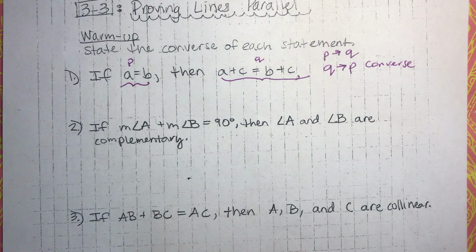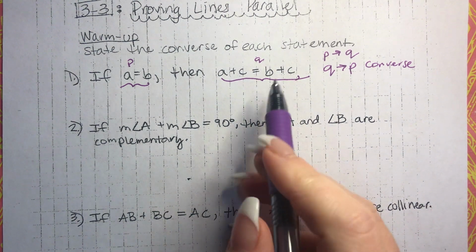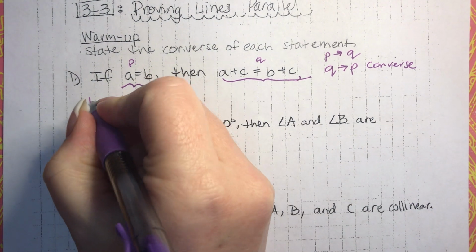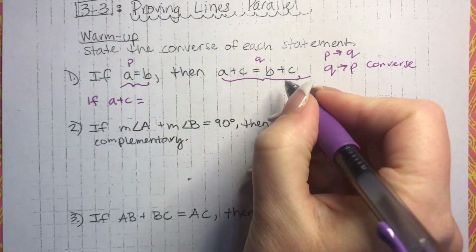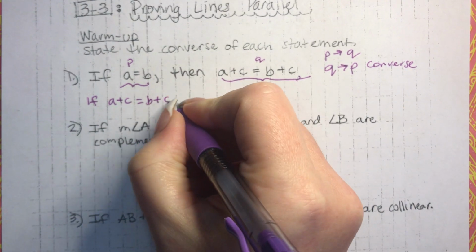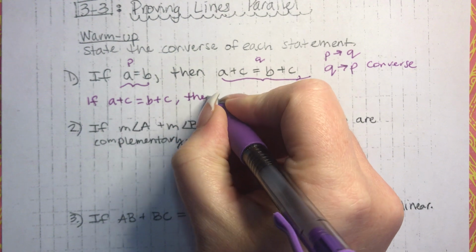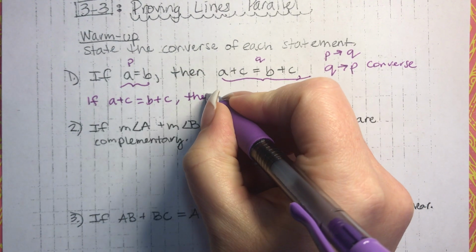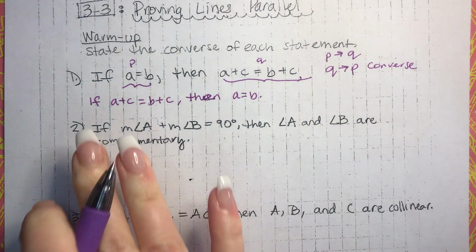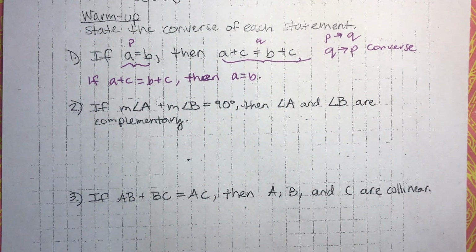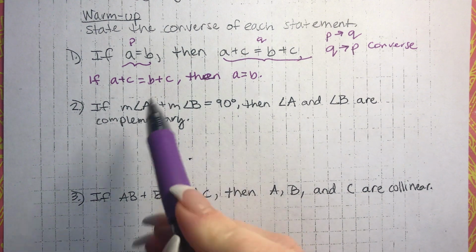So, we're going to be dealing with a lot of converses today in our lesson, so we're just kind of re-familiarizing ourselves and reviewing that idea. So Q to P, so your answer would just be if A plus C equals B plus C, then A equals B. All right, so if you get that one right, great job. Let's move on to the next one, see how you did.